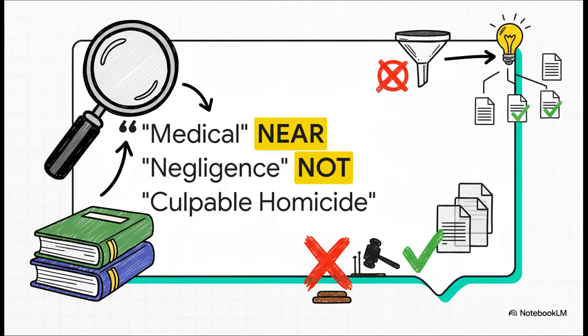So let's look at a real-world example. Imagine you search for this. You're telling SCC Online, hey, find me cases where the word medical appears near the word negligence, but I do not want to see anything that mentions culpable homicide. See how powerful that is? You've just filtered out tons of irrelevant cases.